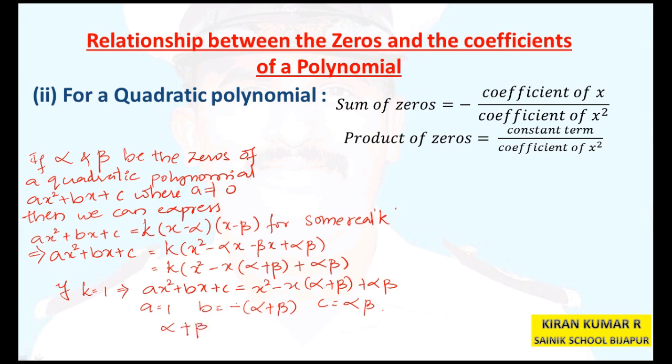Sum of the roots is minus b by a. You can observe, if you consider minus b by a, we will be getting alpha plus beta. Product of the roots alpha beta is c by a. This is a very important concept, because whenever we have sum and the product of zeros, we can actually construct a polynomial. We will further understand it while solving the questions.